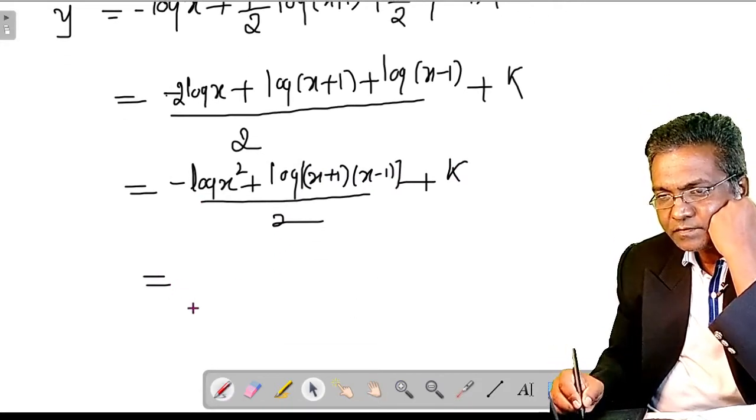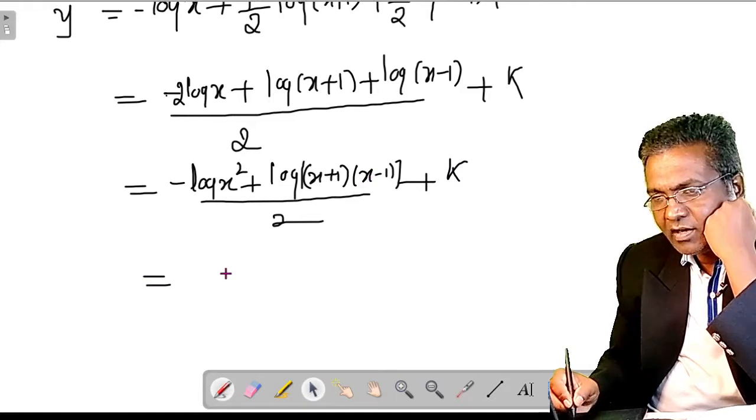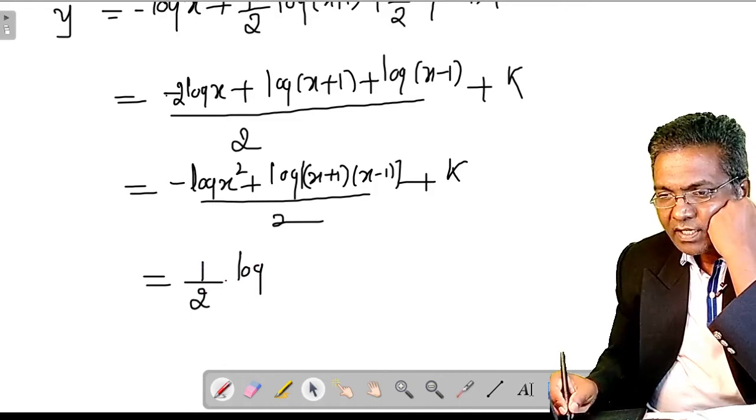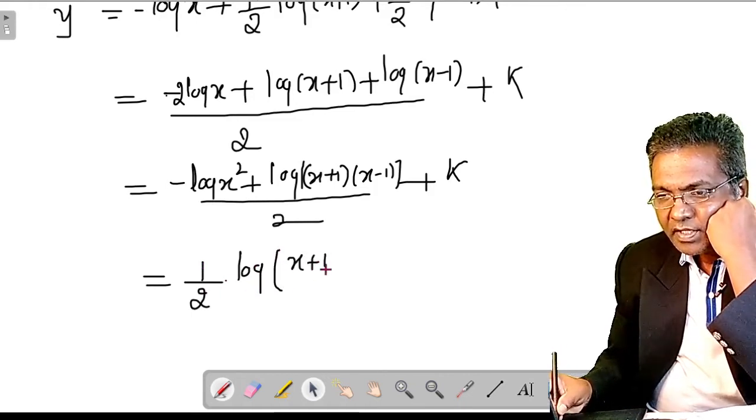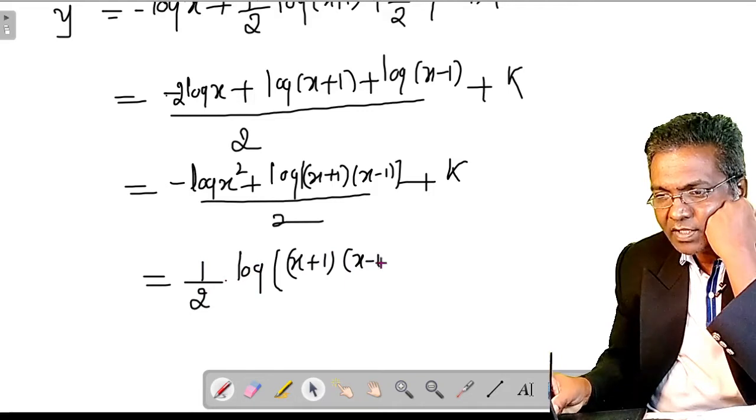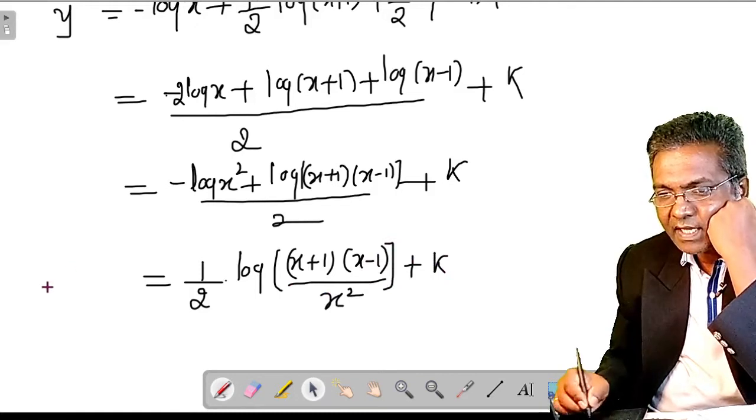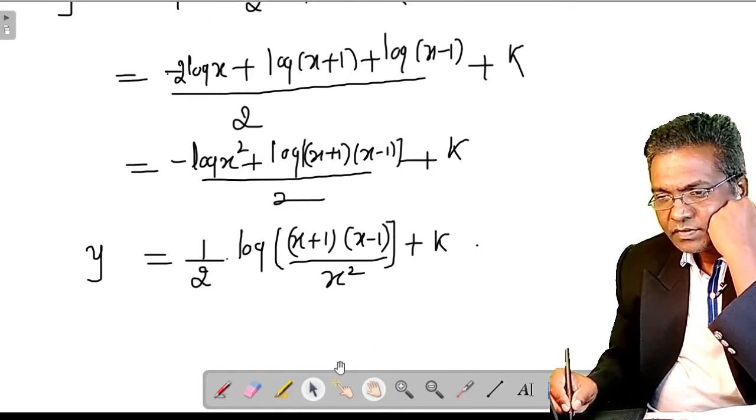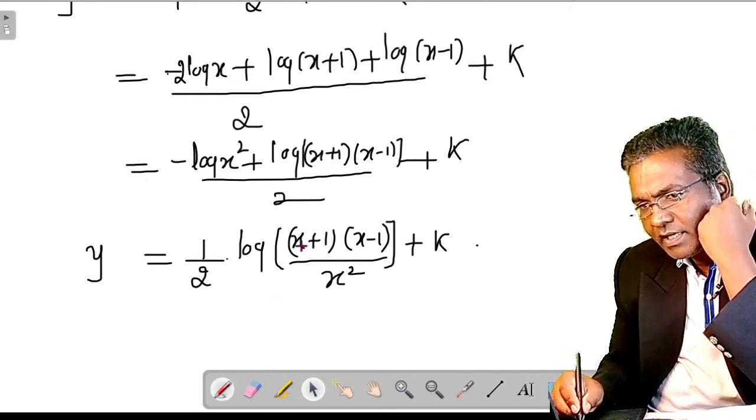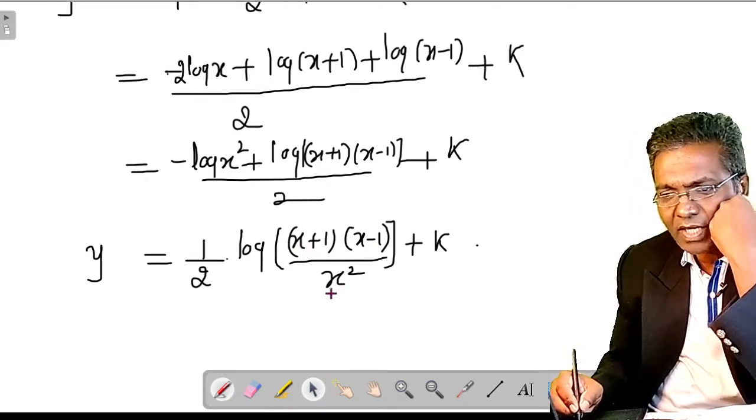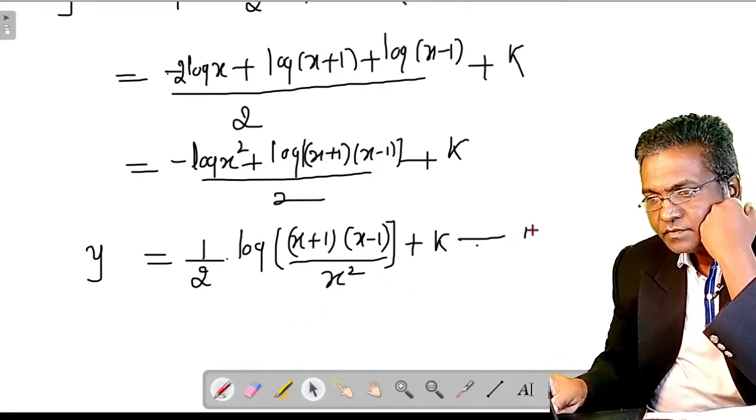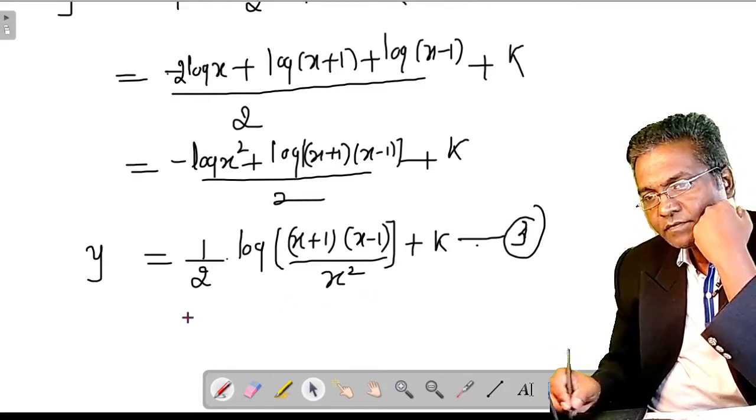which is equal to, now log m minus log n is log m by n. So I can write 1 by 2 outside as it is. I can write it as log of x plus 1 into x minus 1 by x square, plus k. So this is your general solution. If you want, again you can write x plus 1 into x minus 1 as x square minus 1. So now you have to put, this is your equation 3.